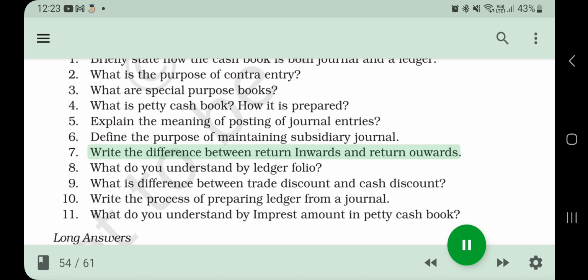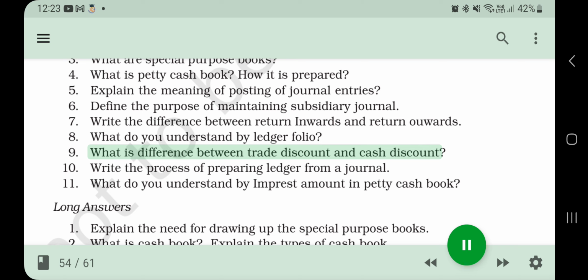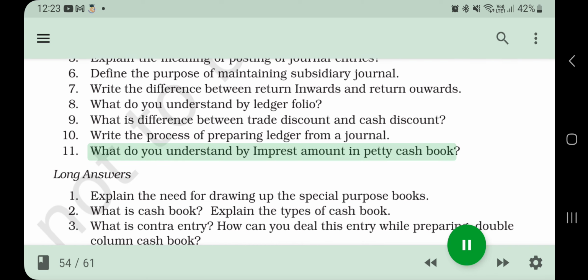7. Write the difference between return inwards and return outwards. 8. What do you understand by ledger folio? 9. What is difference between trade discount and cash discount? 10. Write the process of preparing ledger from a journal. 11. What do you understand by imprest amount in petty cash book? Long answer.